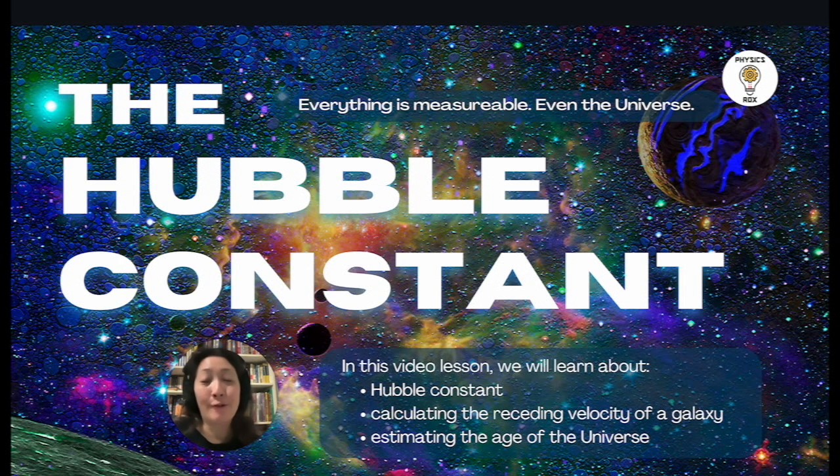In this video, we will learn about the Hubble constant, calculating the receding velocity of a galaxy, and estimating the age of the universe. Yes, everything is measurable, even the universe. Well, actually not really, but physicists, they try to measure everything. So in this video, we'll be going through the equations, what we can measure, and how we measure them. Now, this video is designed for students who are taking the Physics IGCSE examinations, so we'll only cover the topics you need to know to answer the questions in those examinations.